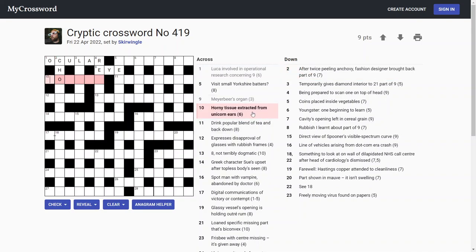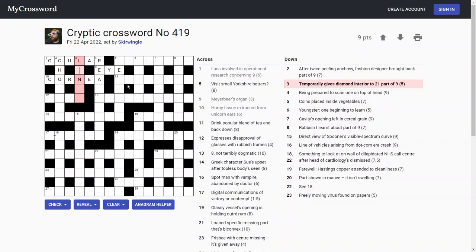I need some letters. Horny tissue extracted from unicorn ears. Yeah, it's cornea, again, part of the eye. I wonder if all of this is going to be about vision. Yes, that's cornea, just hidden inside unicorn ears. Temporarily gives diamond interior to 21 part of eye. How amazing. This looks like it's all going to be about the eye.